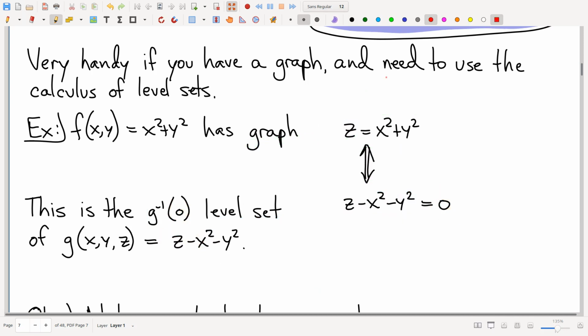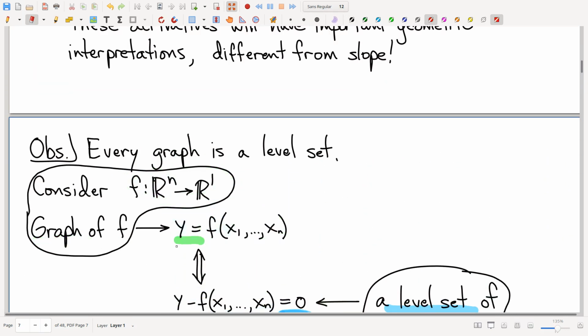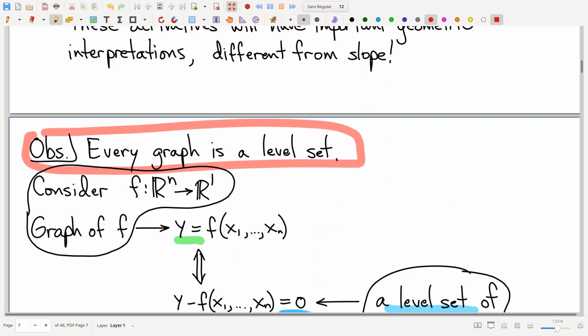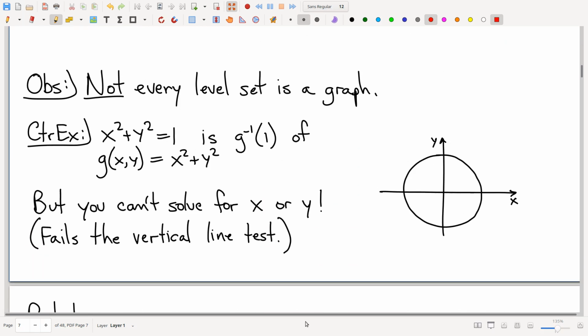And as I started this page with, every graph is a level set. Very cool trick when you have a graph but wish it was a level set. This can make that wish come true. Here's the bad news. It is a one-way deal. While every graph is a level set, not every level set is a graph. So it just doesn't work. And it's easy to produce a counterexample, because here's a level set.